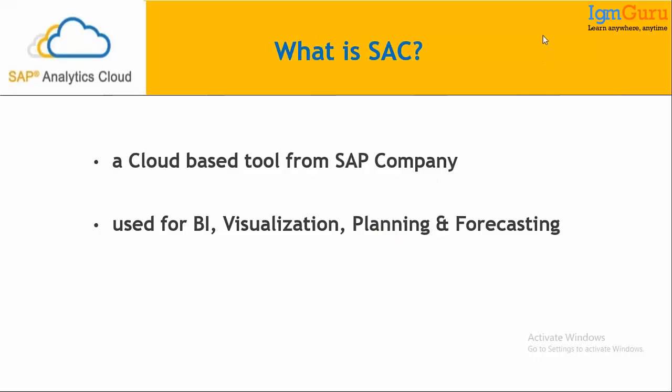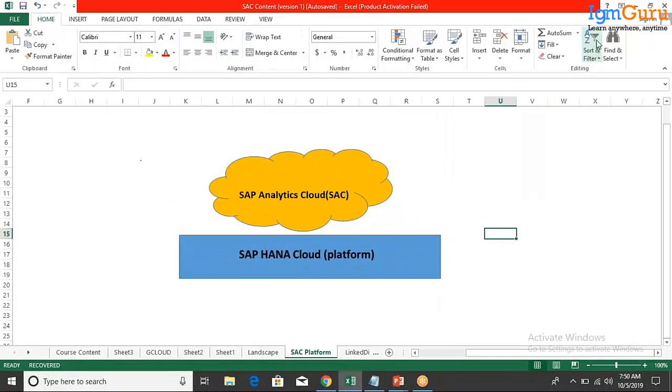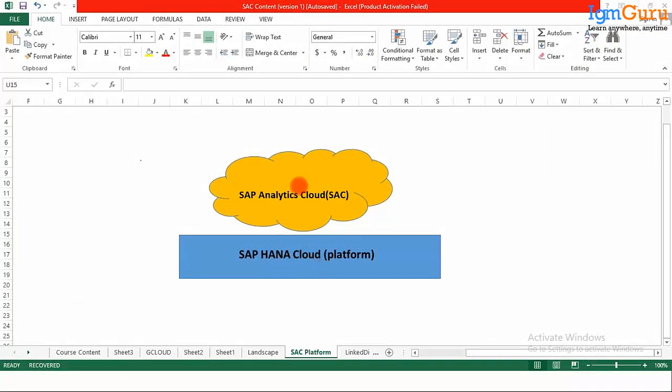Next, how exactly the SAC architecture is designed, so that you can easily understand things. This is how the SAC platform architecture is designed. It is purely built on SAP HANA cloud platform, and on top of that we have the SAP Analytics Cloud application. That means there aren't any installations on our local systems. It is purely cloud based.